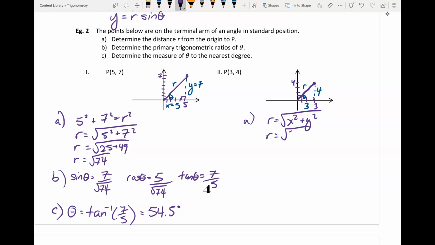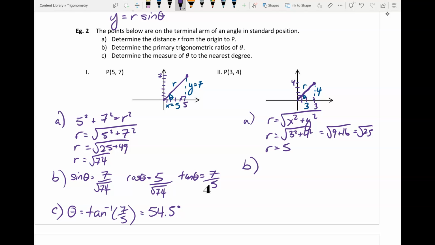Our x in this case is 3. Our y in this case is 4. That's 9 plus 16, which is the root of 25. And then r is 5. You didn't need to solve for this if you already knew that these are one of our special triangles for our right triangles. You're always going to get 5 for your hypotenuse if you have sides 3 and 4.